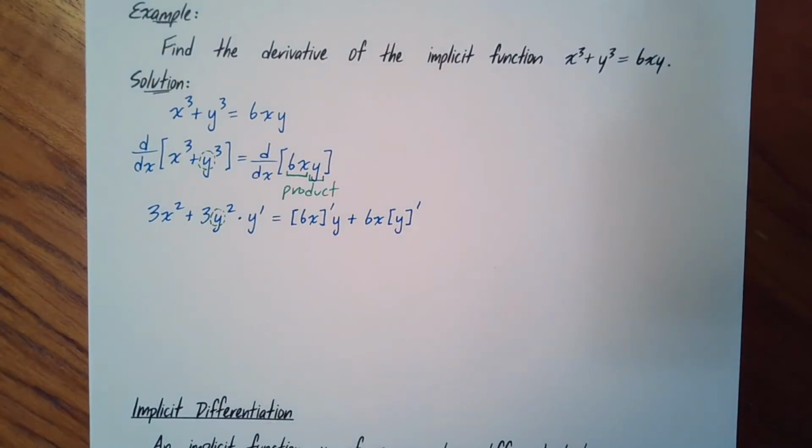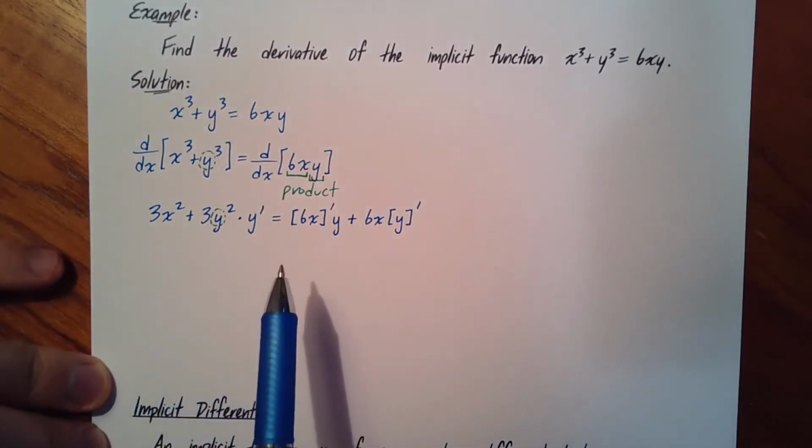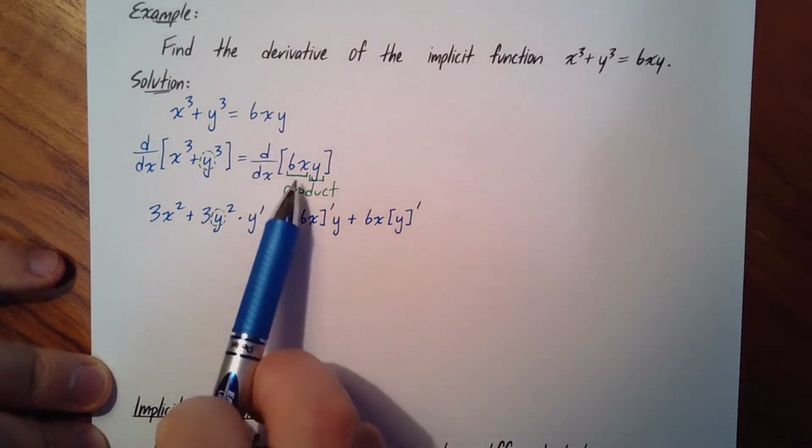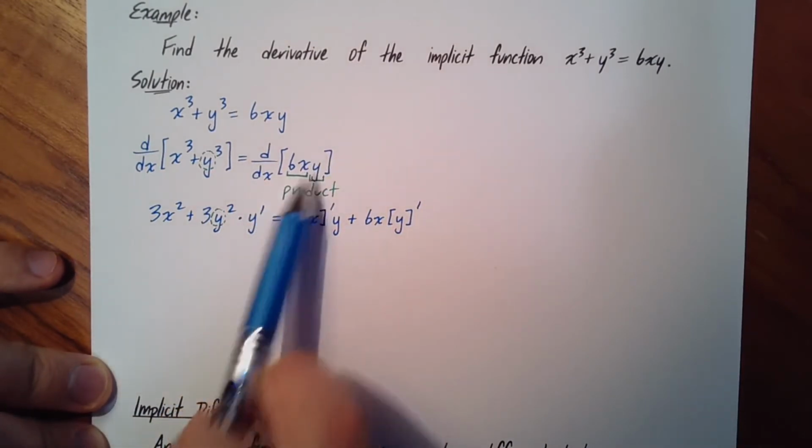So I'm just writing out the product rule, and I really haven't even paid attention to the fact that I have an implicit function, and that's okay because once I go to the next step, that's when that's going to come into play. But really just use the product rule with the fact that you're taking the derivative of the product of 6x and y.